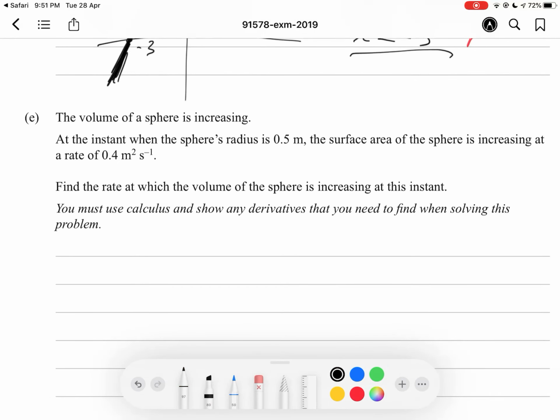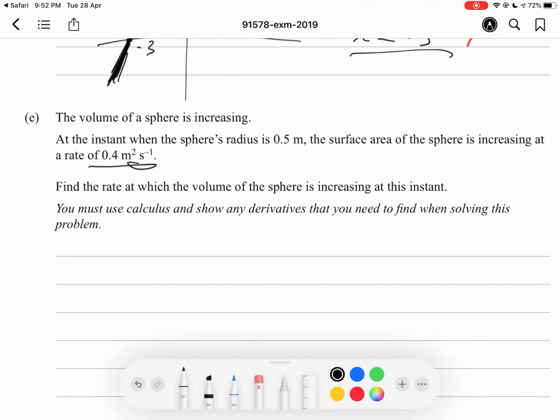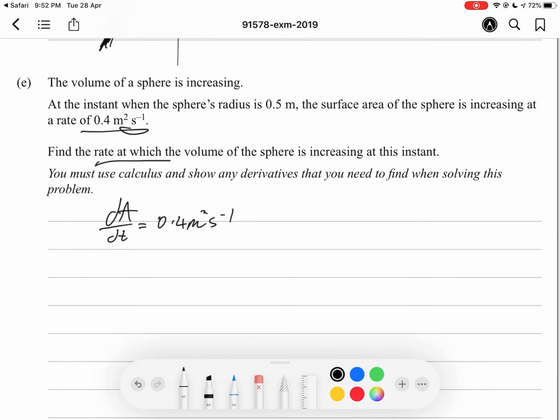Question E. The volume of a sphere is increasing at the instant where the sphere's radius is 0.5 meters. The surface area of the sphere is increasing at a rate of 0.4 meters squared per second. So that's the surface area, this is what they give us, the rate of increase of the surface area. So you can say dA over dt is equal to 0.4 meters squared per second. It wants you to find the rate at which the volume of the sphere is increasing at this instant, so it wants you to find dV over dt.